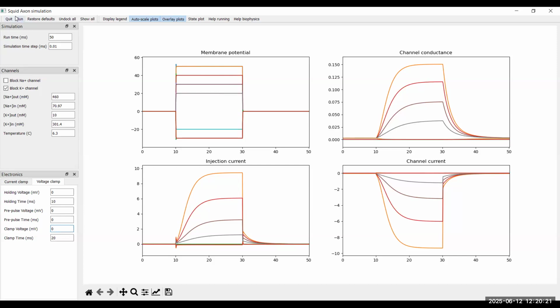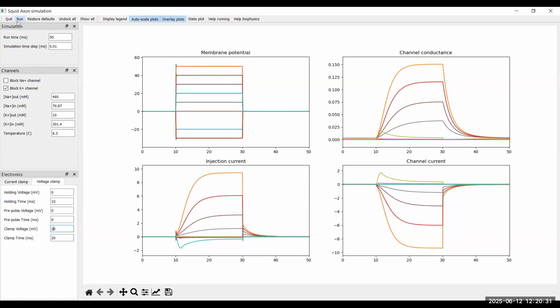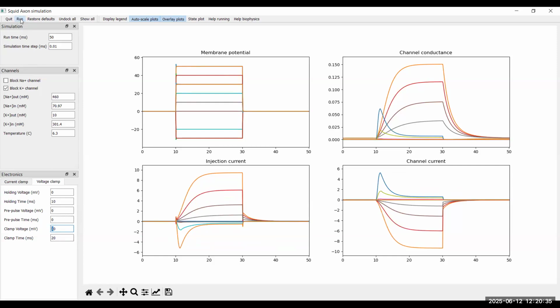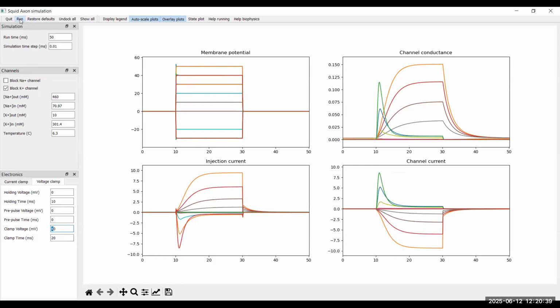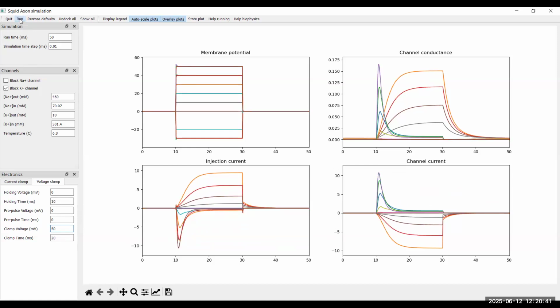Made it zero. Nothing there. 10. Something's coming up. 20. 30. 40, 50. There you go. So from these, actually, there are several things one can do.